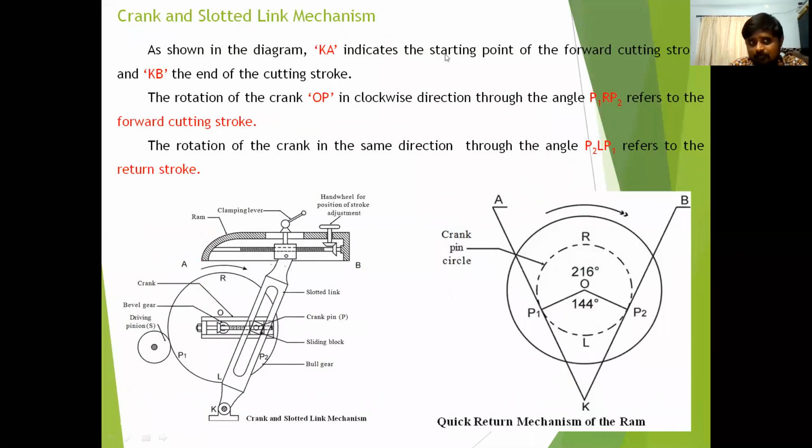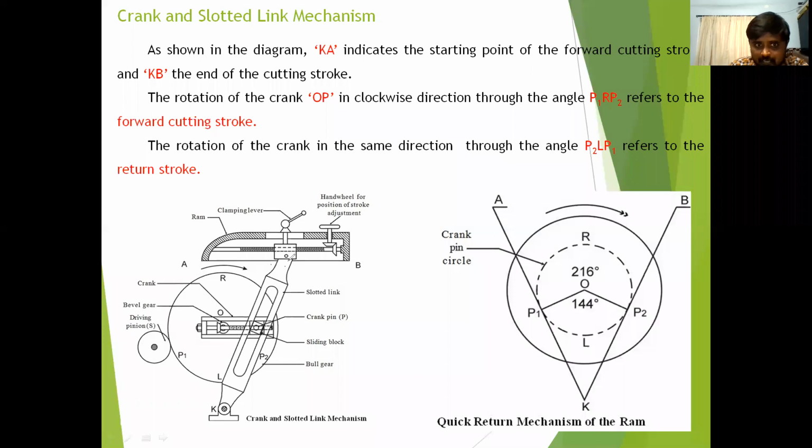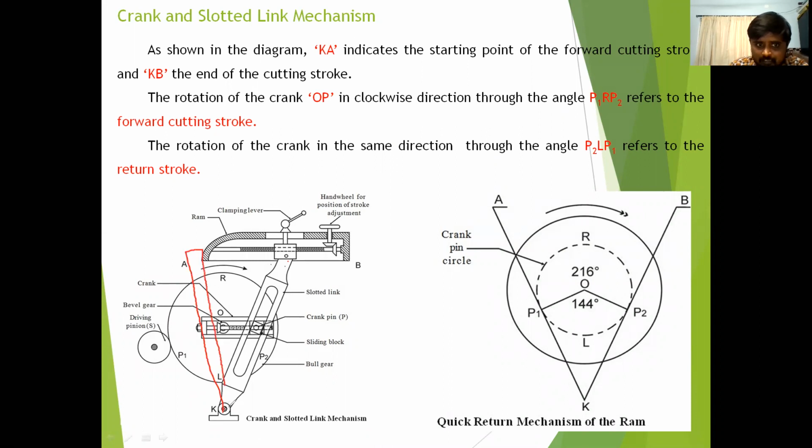So now we'll see, as shown in the diagram, Ka. Ka indicates the starting point of the forward stroke. So if this slotted link is here, the ram position will be here. That means it is at the starting point of the forward stroke.